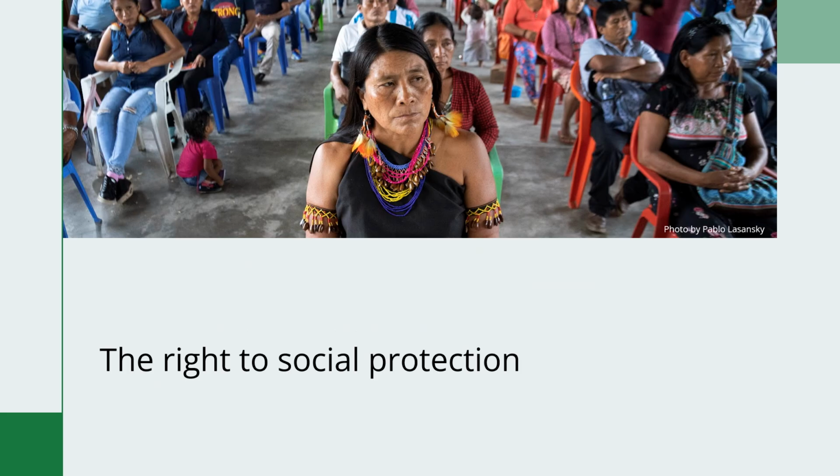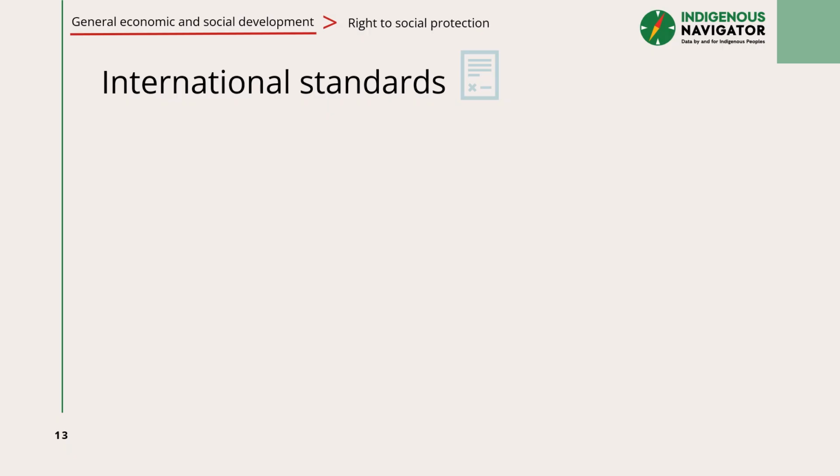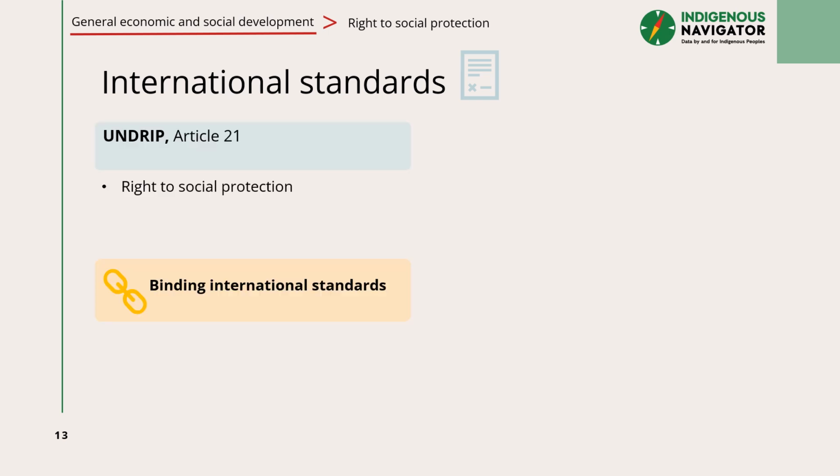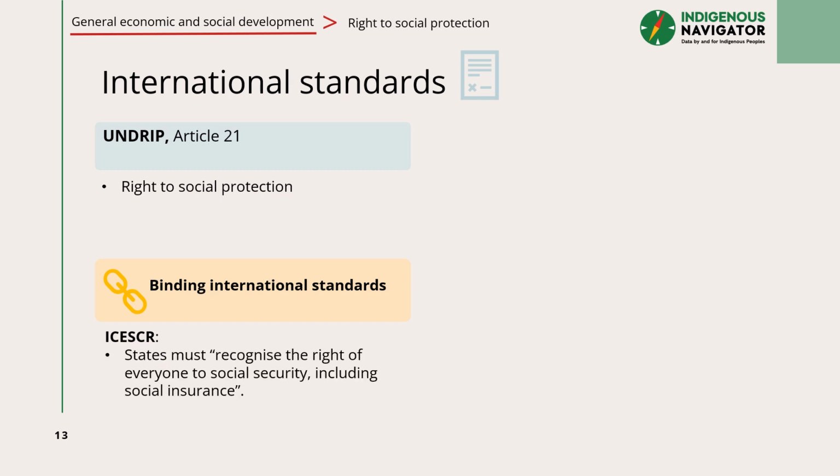This category looks at social security programs and the degree to which states develop social security programs that take climate risk into account. The right to social security is recognized in Article 21 of UNDRIP. It is also set out in binding human rights treaties, including ICESCR, which says that states must recognize the right of everyone to social security, including social insurance.